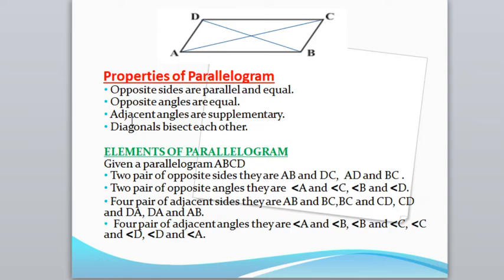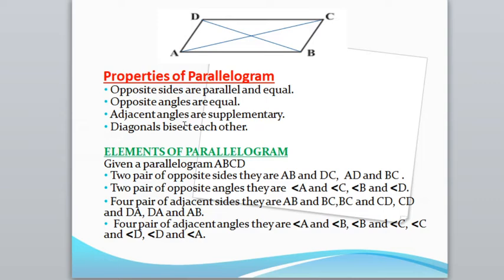Then the third is given, adjacent angles are supplementary. Angle A and angle B are adjacent angles. Angle B and angle C are adjacent. Then angle C and angle D are adjacent angles. Angle D and angle A are adjacent angles. So here it is given adjacent angles are supplementary.